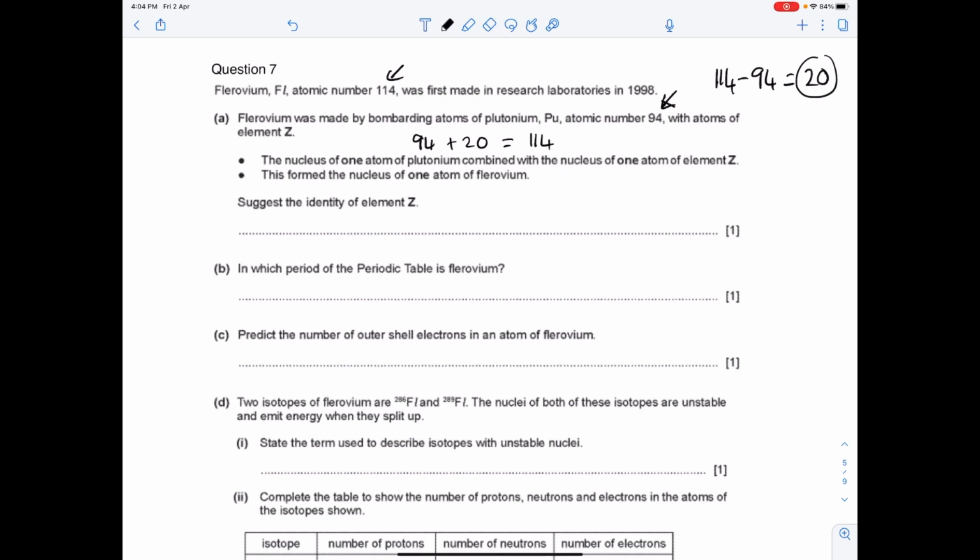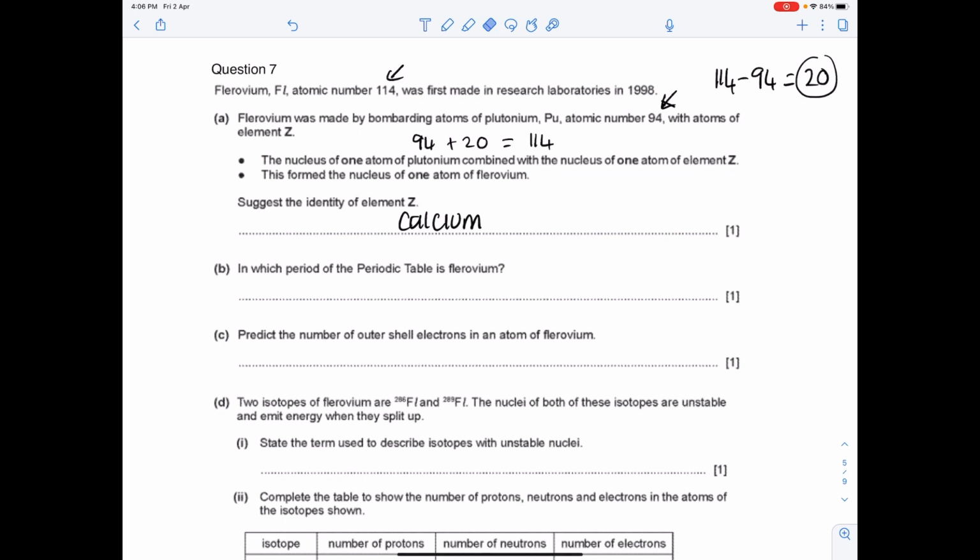So look on your periodic tables, which element has a nucleus that is made up of 20 atomic mass units. So its protons and neutrons combined are 20. Well, that would be calcium.